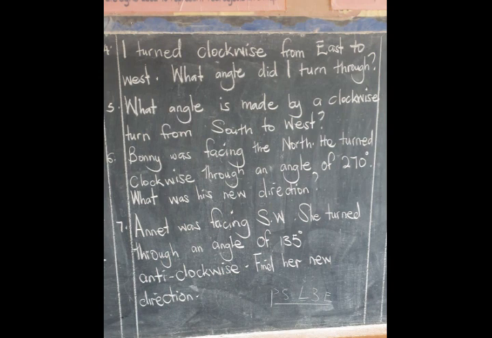Number 6. Bonner was facing the north. He turned clockwise through an angle of 270 degrees. What was his new direction?